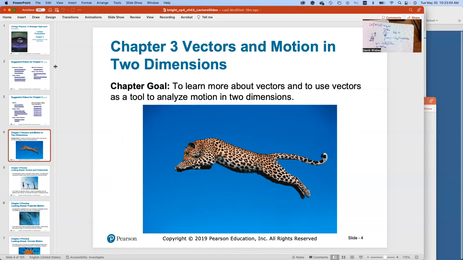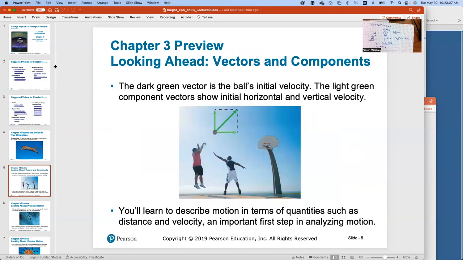So it's going to go up and it's going to come down. But when it's traveling through the air, we can think about its forward velocity and its vertical velocity, right? So we're going to have to think about X and Y, and break it down into those two dimensions. If you throw a basketball, we can think about its initial velocity. As soon as it leaves his hand, the basketball has a velocity vector like those green arrows.